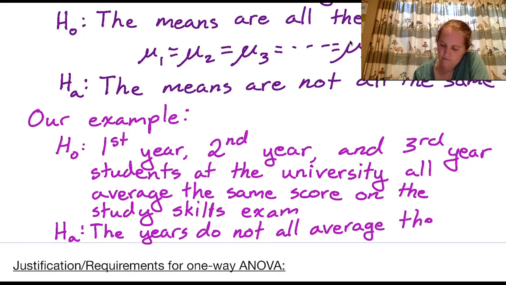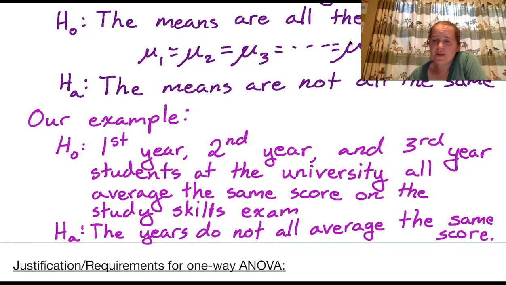So in either the null hypothesis or the alternative hypothesis, write out explicitly the entire detail. In the other one, you are welcome to eliminate most of the words. So I didn't say first year, second year, and third year students at the university do not all average the same score on the study skills exam. I eliminated a lot of the words because they were just listed in the sentence before.